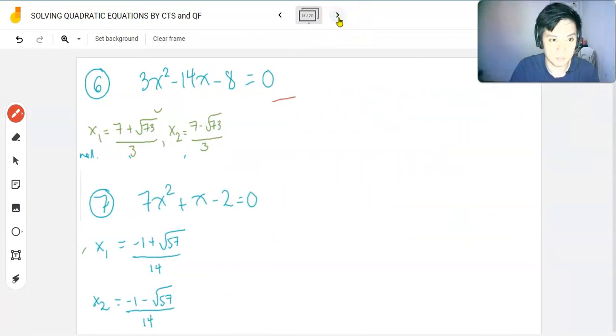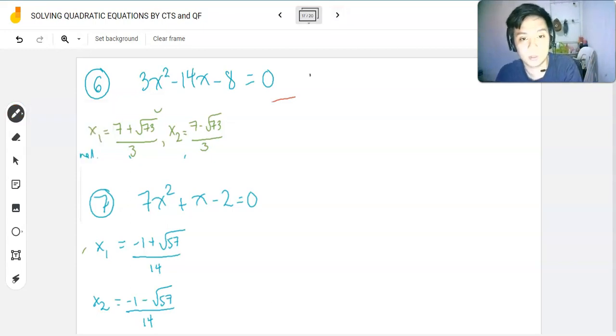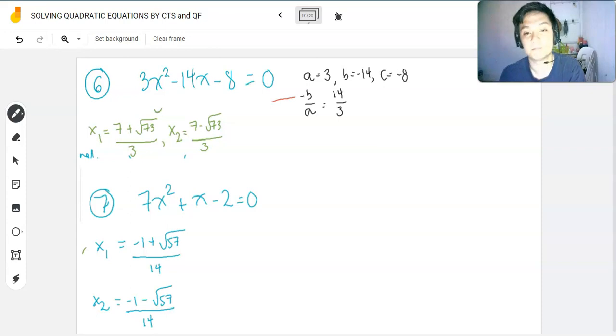Let's have examples 3 and 4 from equations 6 and 7. Ayan. So, these are, we call that irrational roots. So, first, let's identify muna yung a, which in this case is 3. Ano yung b? Negative 14. At ano yung c? Negative 8. So, meaning, negative of b over a will give us negative of negative 14 na positive 14 over 3. So, ibig sabihin, if we're going to add these roots, we're going to get 14/3.